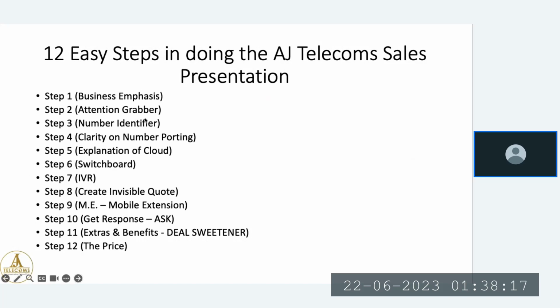Number two, attention grabber, the number identifier, clarity on number porting, explanation of cloud, the switchboard, the IVR, create an invisible quote in your head, obviously the mobile extension, and obviously getting the response from your client, and all the extras and benefits that will make your deal become a sweetener. And definitely the last but not least, the pricing, which will help you in closing. So all these 12 steps, we'll go through them in a very quick, jiffy presentation, and you will be a master seller after this one.